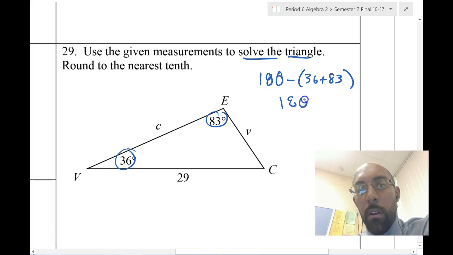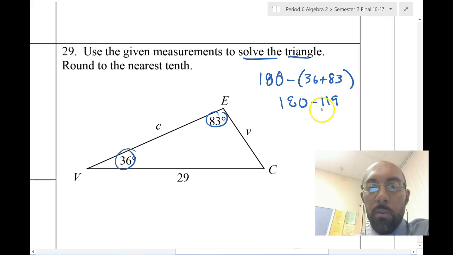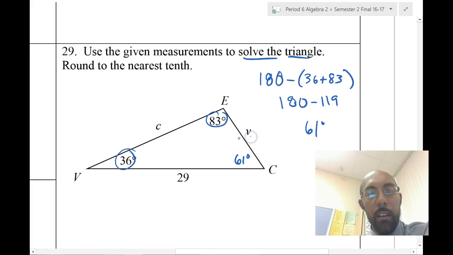Okay, so 36 plus 83, that's, let's see, 113 plus 6, so that's 119. I believe. Let me just double check real quick. Yep, okay. And then subtract that from 180, and then we get 61. So then that missing angle there is 61. So now all we need to find is C and V.